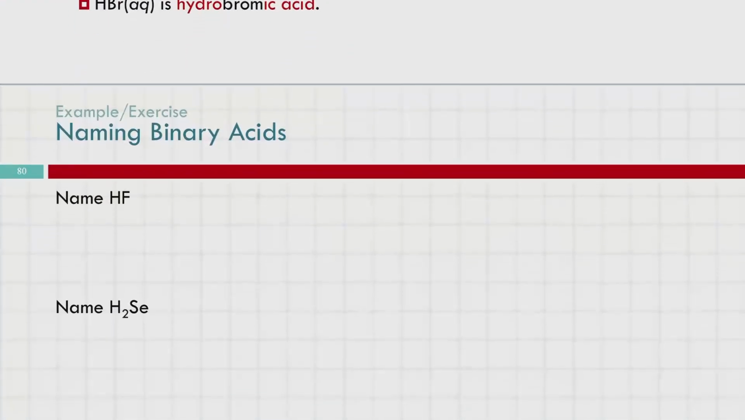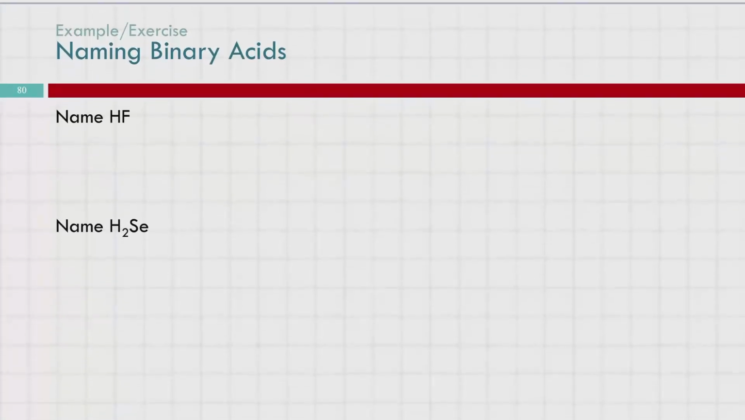So for naming binary acids, we can name HF. What kind of compound is HF? Is it an ionic compound, a molecular compound, or an acid? We should know this one. It's an acid, thank you. So it's an acid, and what kind of acid is it? Is it a binary acid or is it an oxyacid? It is a binary acid. We got some clues on the screen. So yeah, it's a binary acid.